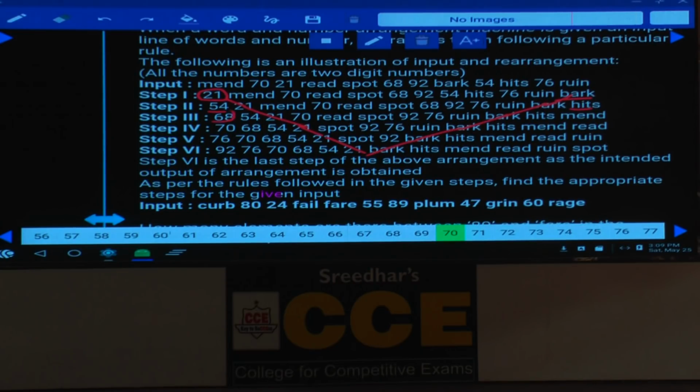Then after this one, 68, the next highest number, is arranged at the first place, and the next highest word is arranged at the last place, and so on. Now this is how these words and the numbers are arranged.